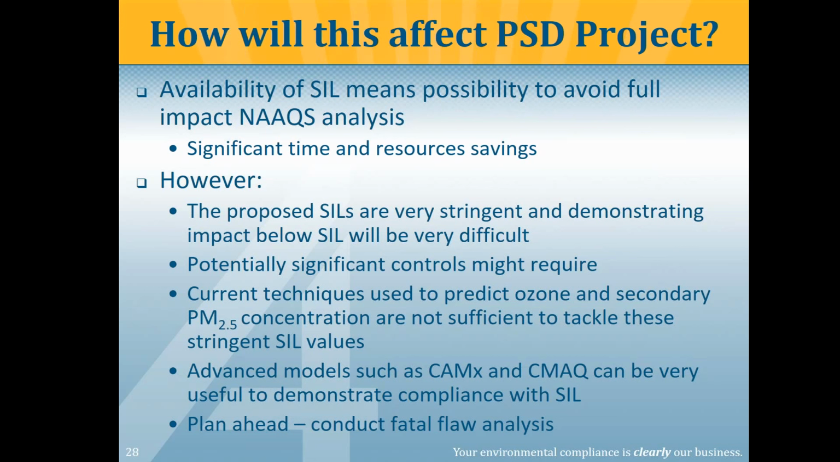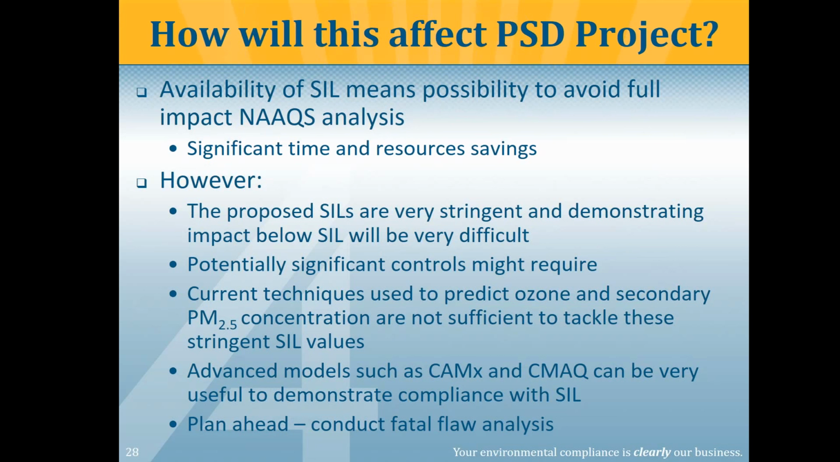Current techniques used to predict the ozone and secondary PM2.5 concentrations are not sufficient to tackle these stringent SIL values. So again, as we saw, if we do not switch to more refined or advanced models, the ratio method is pretty much always going to give you an impact above SIL, which makes SIL values pretty much moot, and you cannot avoid the NAAQS analysis or full impact analysis step. So you need to switch to advanced models. CAMx and CMAQ are a couple of the models, which is also where EPA is going through the proposed Appendix W.